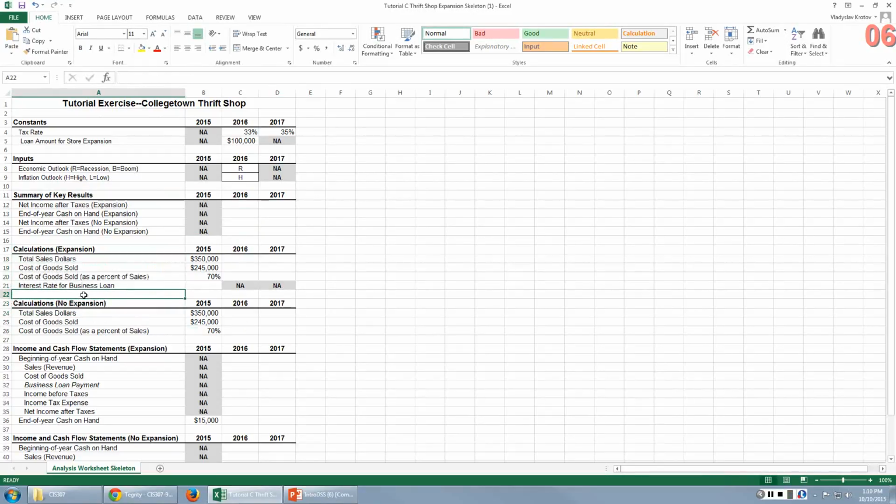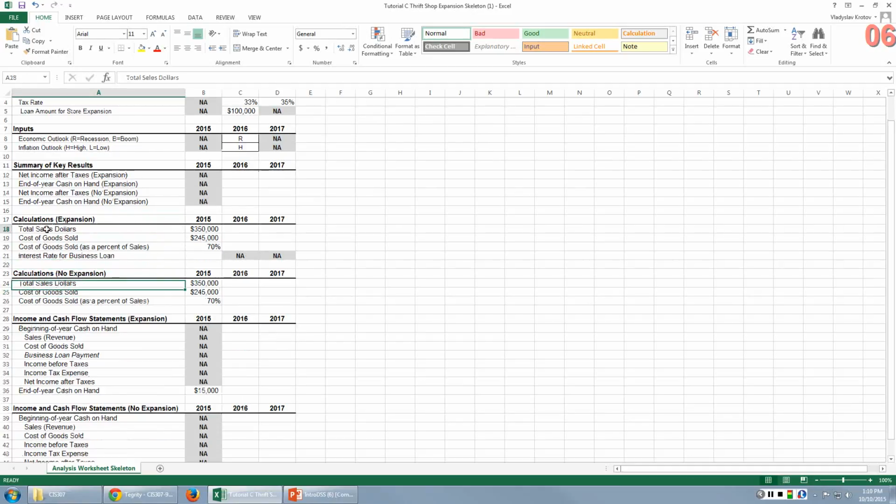Okay. Now there's one thing that you need to understand. Some of the calculations are done in those parts, and then whatever you came up with in those parts is transferred to these parts. For example, total sales, cost of goods sold as a percentage of sales. Here you have interest rate for business loans. Again, you don't have it for the no expansion option because you won't borrow anything, you won't pay any interest.